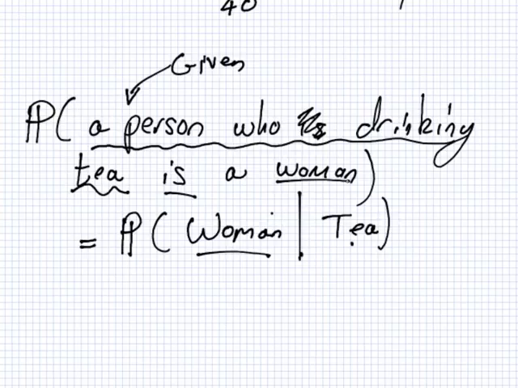Right. So how many tea drinkers are there? 7. And of those tea drinkers, how many of them are women? 5. So we have 5 over 7 as the probability that the person drinking tea is female. Okay, let's see, is there anything super tricky? I don't think so.